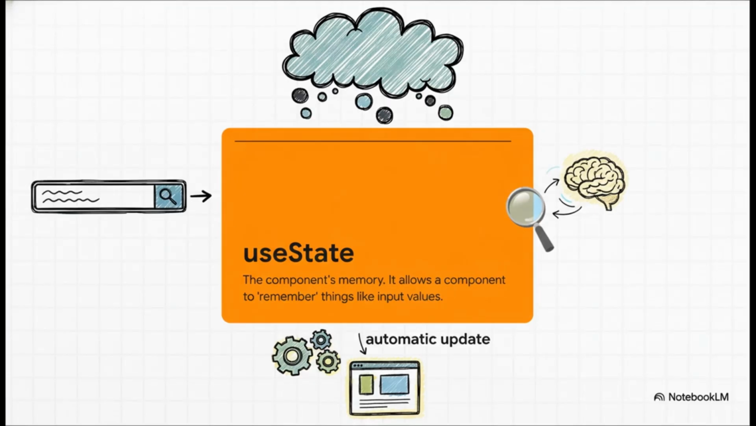So how in the world does a component remember anything? Like, how does it remember what a user is typing into a form? Well, the answer is a special tool, a React hook called useState.